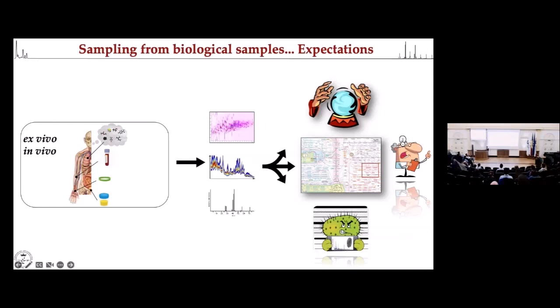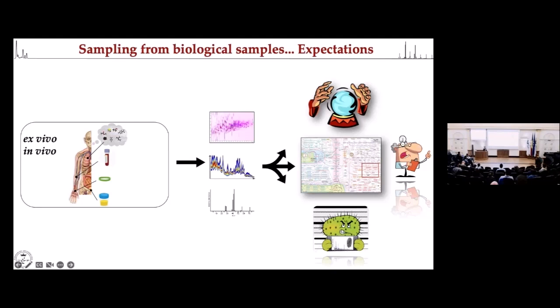So when we start a new project involving biological samples, we really have high expectations. Also, because the impact we can have is really high on human health, and we always want to try to better understand metabolic pathways, find biomarkers for certain disease states or physiological states, model disease, better control therapies, and so on.